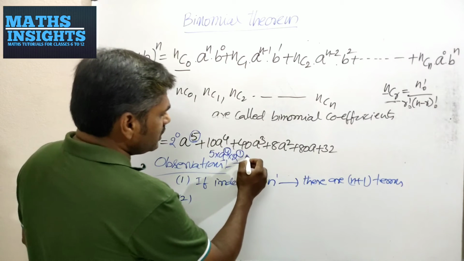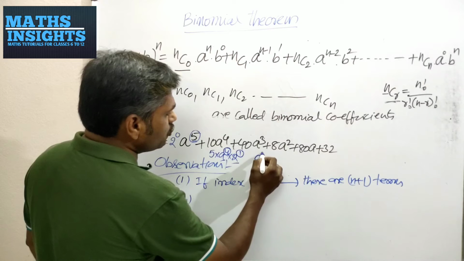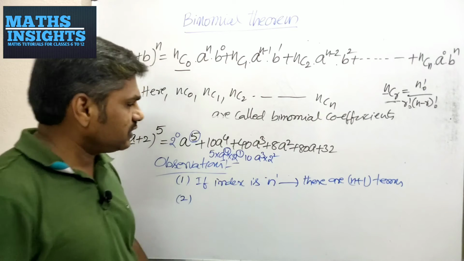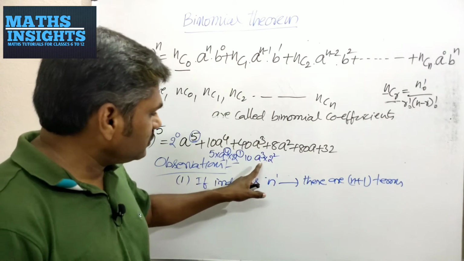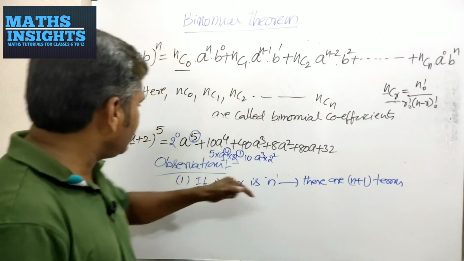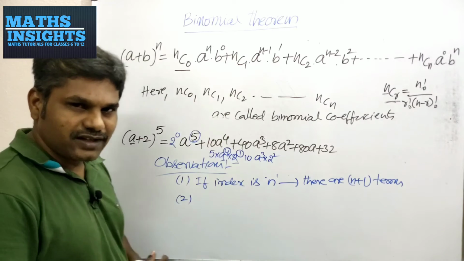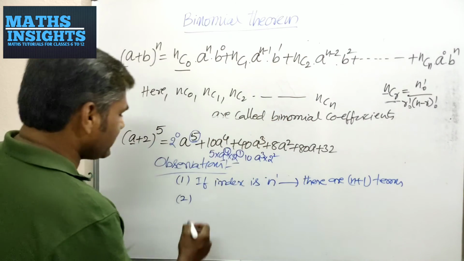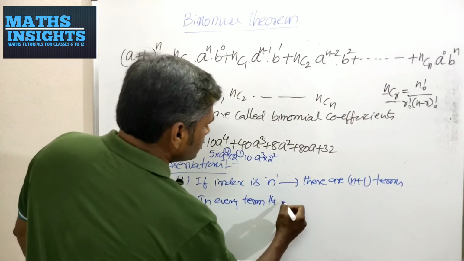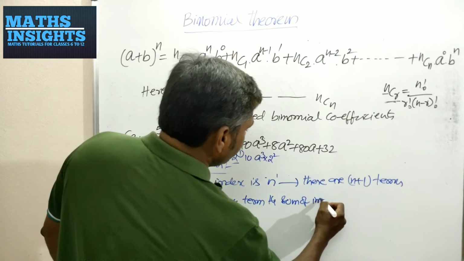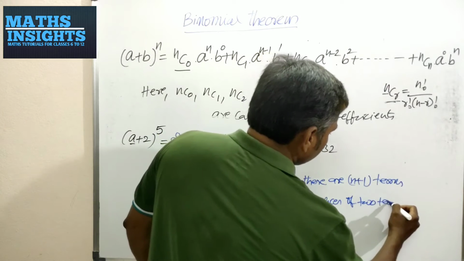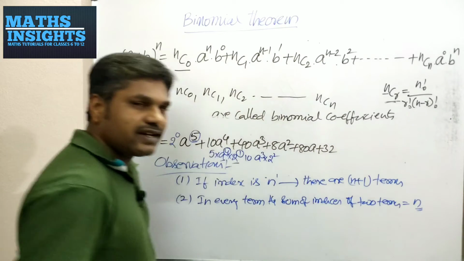Similarly, in this also you have multiplied it. See, a cube into 2 square into 4, 10. Here also 10. a cube, 3 plus 2. The index of the first term, the index of the second term. If you add those two, it will equal the index of the binomial. Is it becoming clear? In every term, the sum of indices of two terms is equal to n. What is n? n is the index of the binomial.